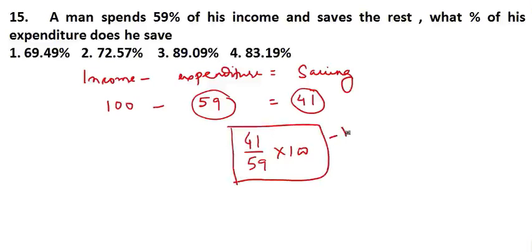This is for your homework. If you do not know how to calculate this kind of tough calculation, then please do comment. I'll make a separate video on how to calculate. Here I'll tell you your answer will be approximately 69.49, so your first option is right. Hope no problem in this question. Very simple. We'll move ahead.